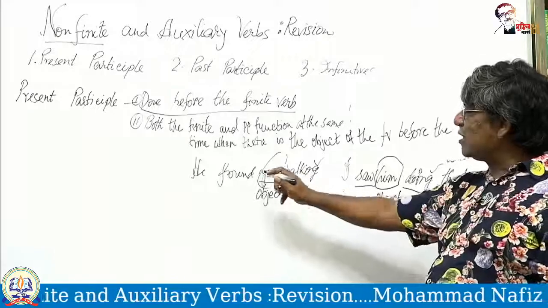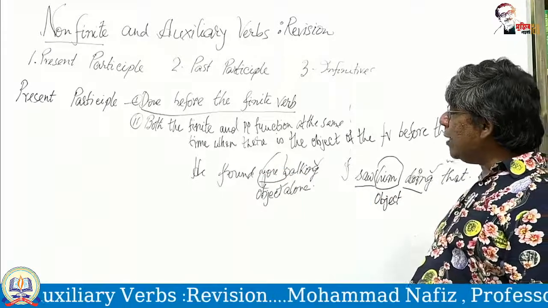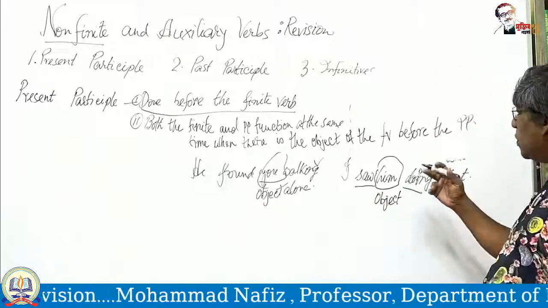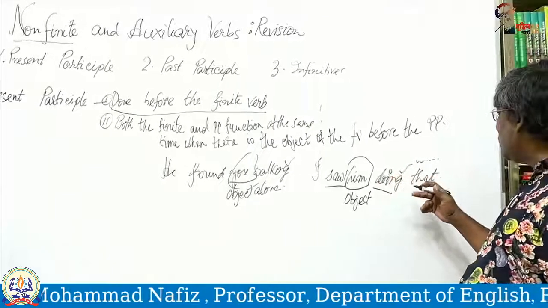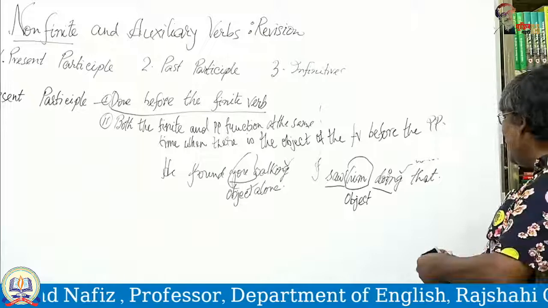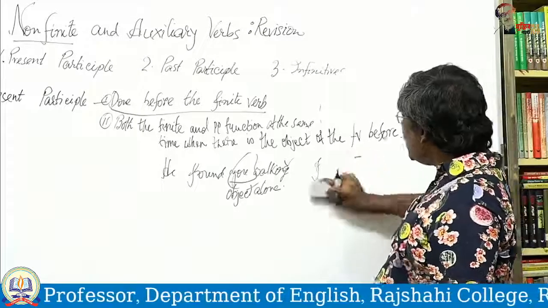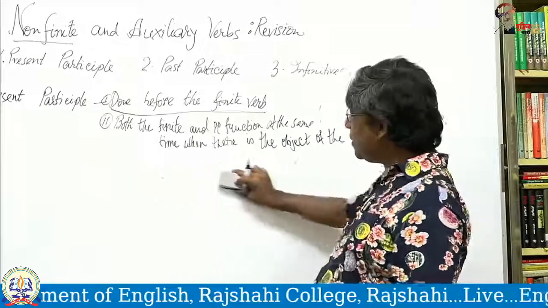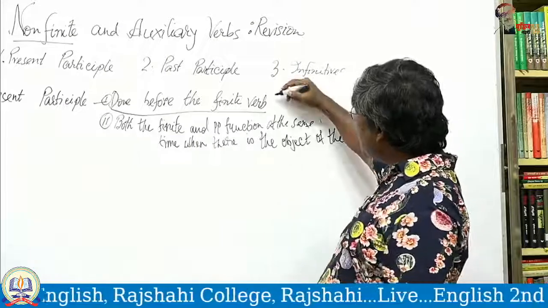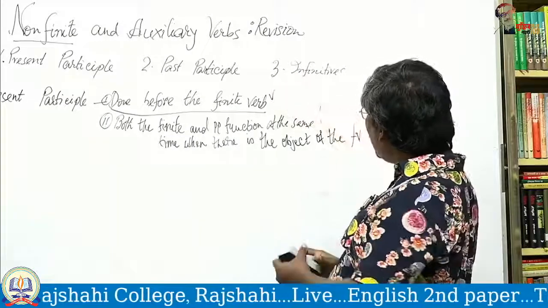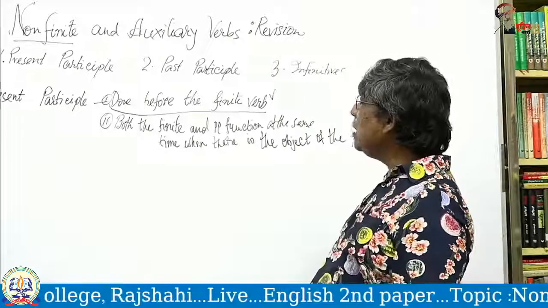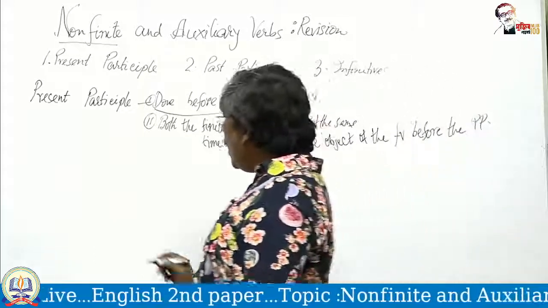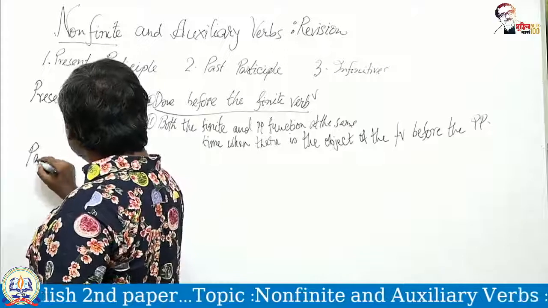Therefore, in the first sentence, both the finite verb and the present participle function together. In the second sentence, both the finite verb saw and the present participle doing function at the same time. But if there is no object of the finite verb before the present participle, the present participle determines a function done before the function of the finite verb. And what is the use of the past participle?